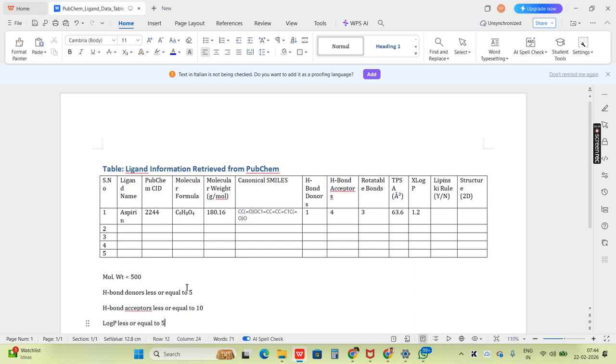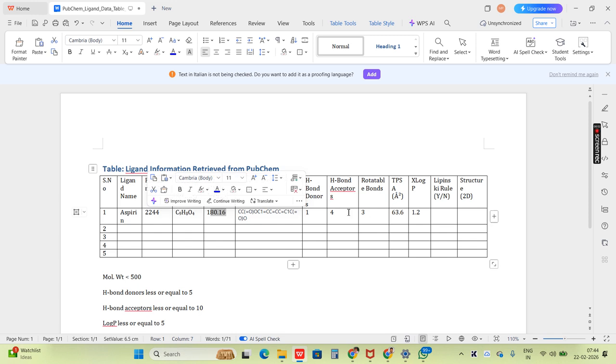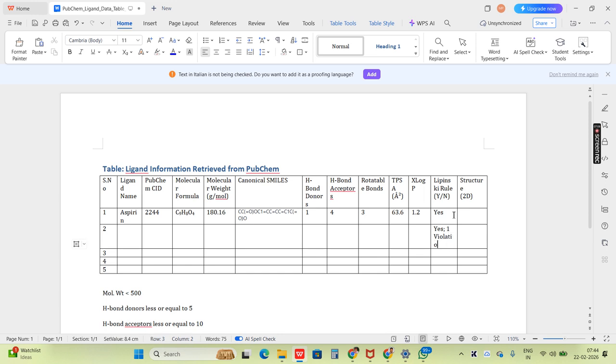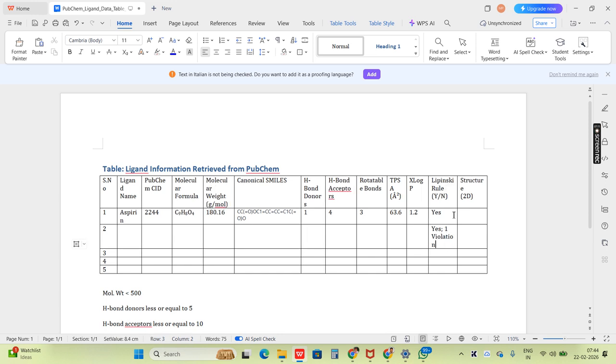If you see here, all the properties satisfy the Lipinski rule of 5, right? So we are going to type yes. If there is any violation, you could type yes, one violation. It means one of the parameters is not satisfied by the compound. The thumb rule here is that the compound should satisfy at least 3 properties. Then we can consider that molecule. And next thing is the structure.